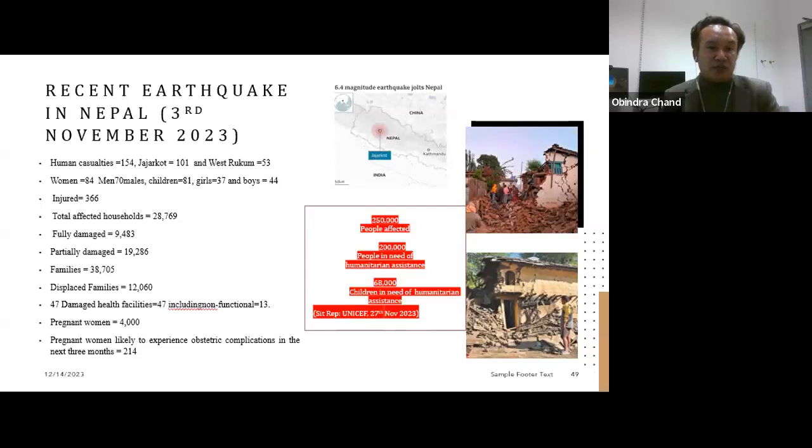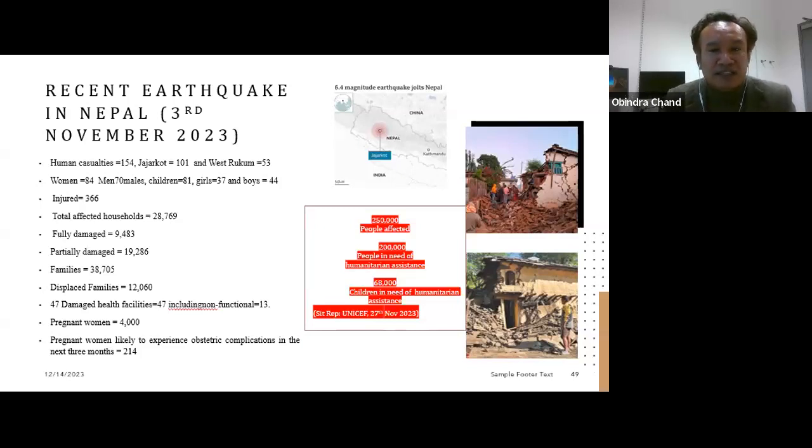The total affected households were 28,769. Among them, 9,483 were fully damaged, while 19,286 were partially damaged. The affected families were over 38,000, and among them, over 12,000 were displaced. This also damaged the health facilities. 47 health facilities were damaged, and out of them, 13 were non-functional.